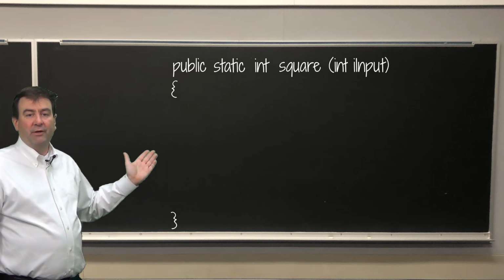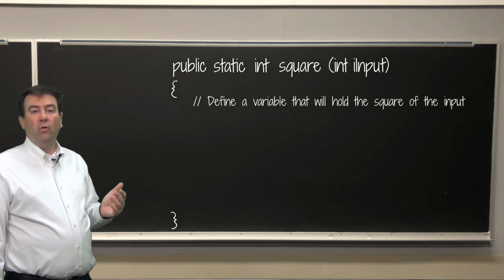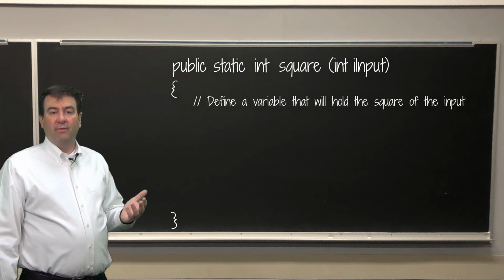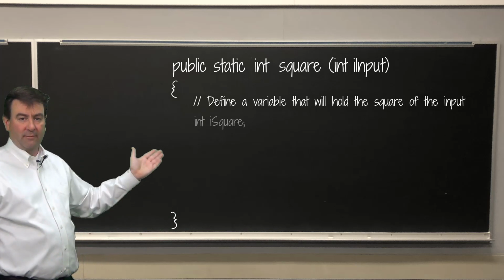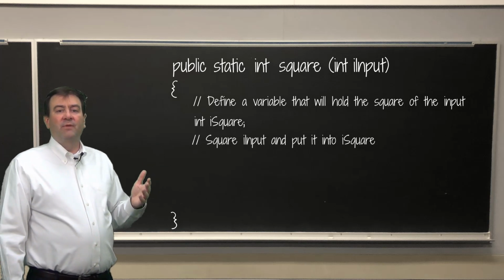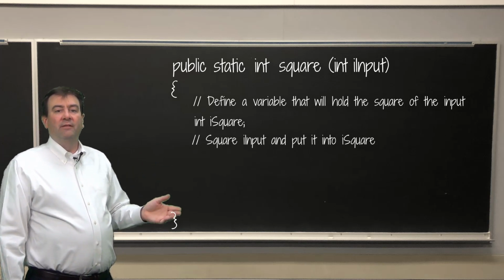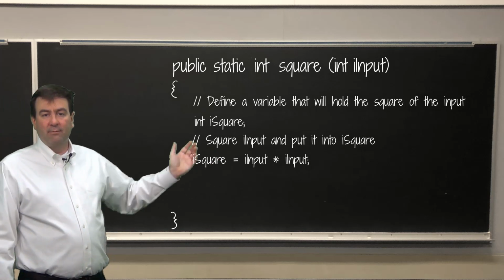Now, as we go through the method, we first need to define a variable that's going to hold the square of the number. That will also be an int, so we'll define an int and we'll call it iSquare. Now we need to actually do the operation where we square the number. The line to do that is iSquare equals iInput times iInput.